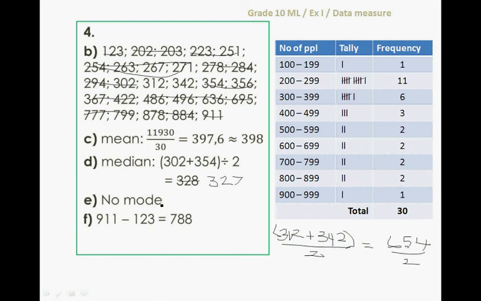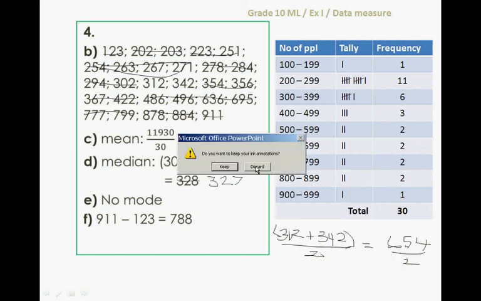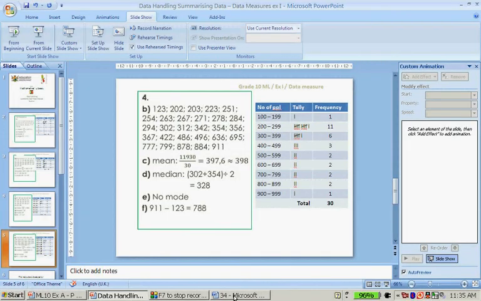There is no mode, and the reason for that is all the values just occur once, and the range is 911 minus 123, which is equal to 799. Let's quickly go to the handout.